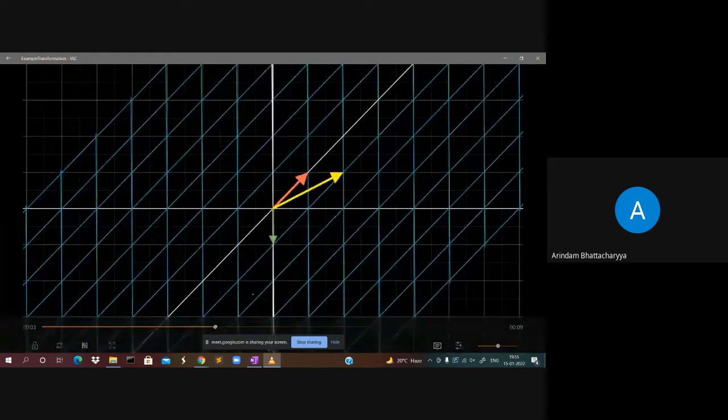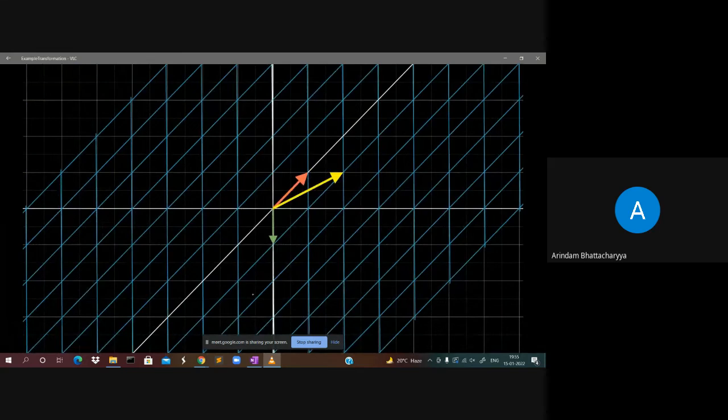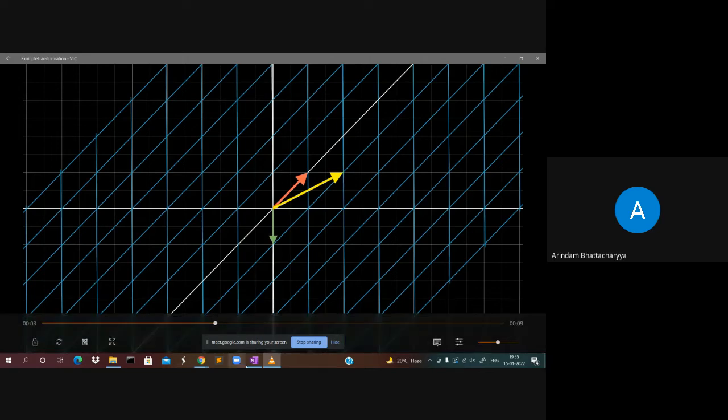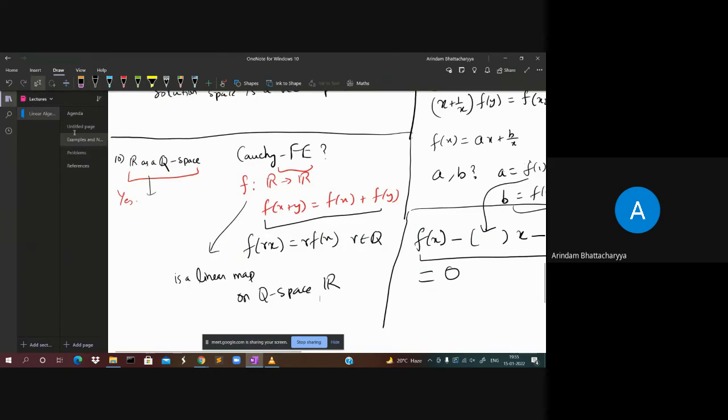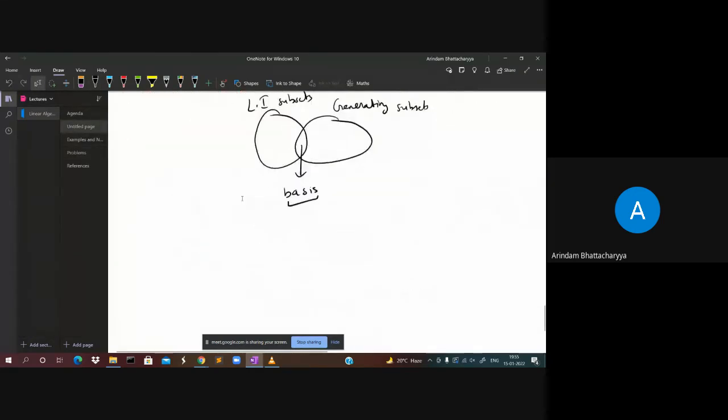So the green one is the i vector, the red one is the j vector, and this is what a general linear map looks like. Are we rotating? We are not actually rotating, we are kind of shearing it out. But the angle between the red and green vector has changed. So yes, the angle can change, right?